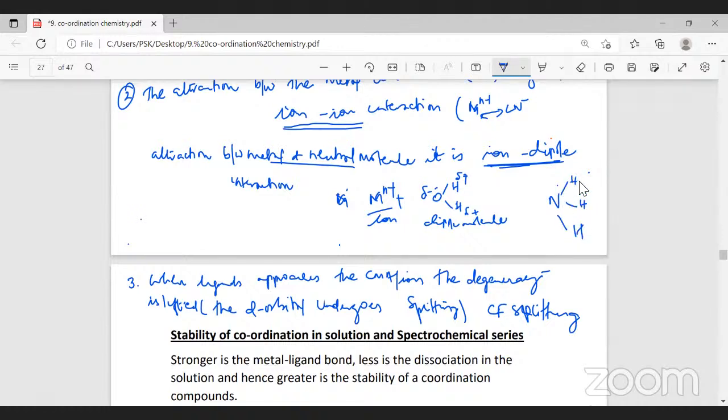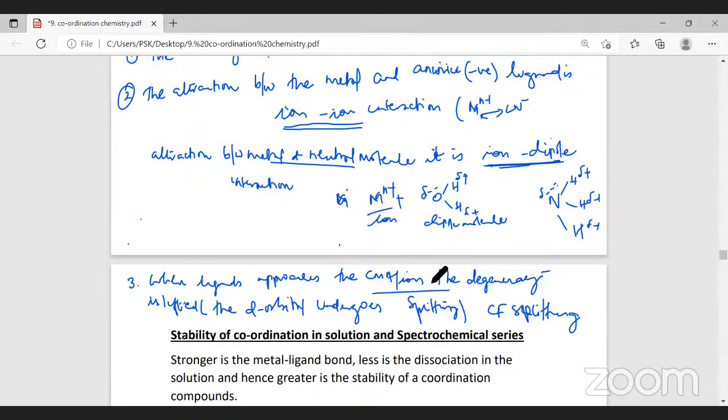So hydrogen is positive, nitrogen is negative. So interaction will be towards what? Metal and what? The negatively charged. All right. Now, when the ligand approaches the central metal atom or ion, the degeneracy is lifted and the d orbital undergoes splitting. And that's called crystal field splitting.